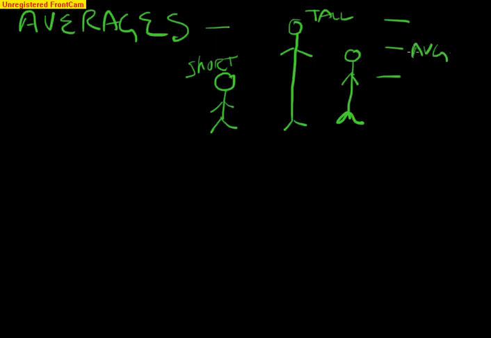And you'll notice the way I drew that, really the average is somewhere between here and here. He's not at the top, he's not at the bottom, he's just average. So mathematically, he's about halfway between the short guy and the tall guy.